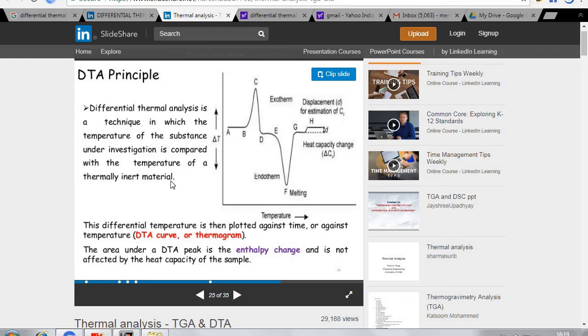Depending upon this kind of thermogram, you are going to determine what kind of reaction is taking place. Generally, when delta T is equal to 0, it means that both the samples are as such; there is no reaction that has taken place. Whenever some kind of reaction takes place in the sample relative to the inert reference, then definitely there will be a delta T.